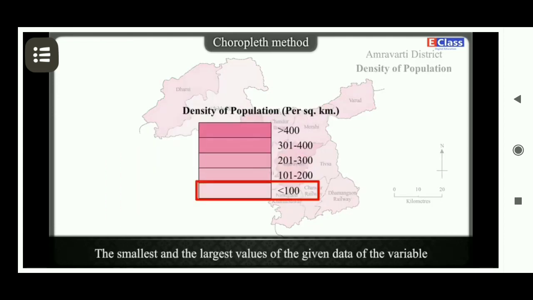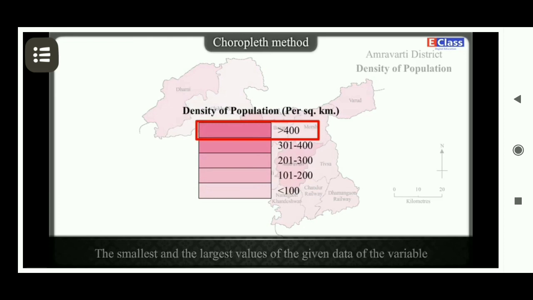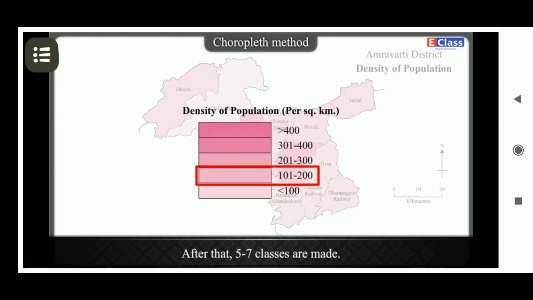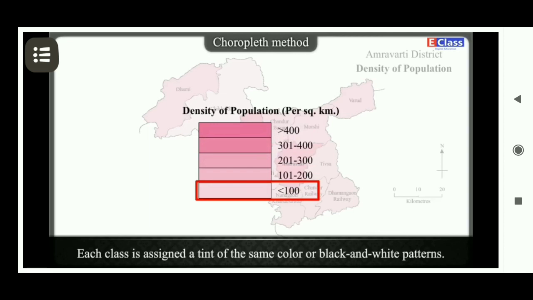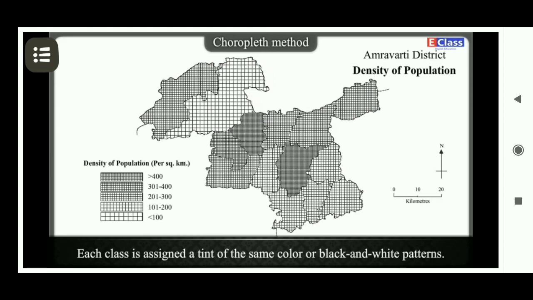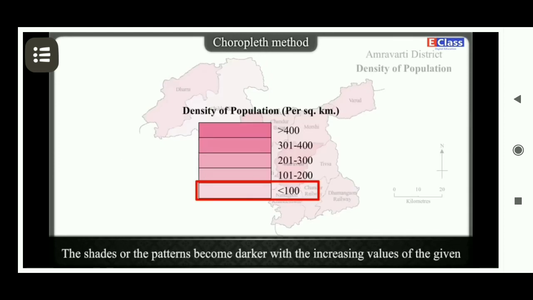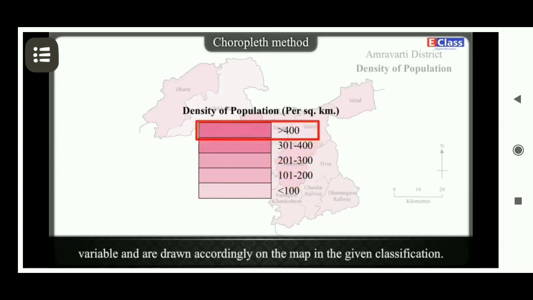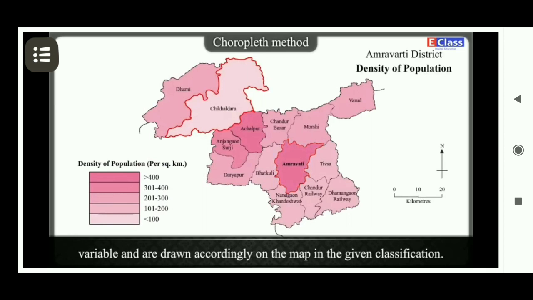The smallest and the largest values of the given data of the variable are taken into consideration. After that, 5 to 7 classes are made. Each class is assigned a tint of the same color or black and white patterns. The shades or the patterns become darker with the increasing values of the given variable and are drawn accordingly on the map in the given classification.